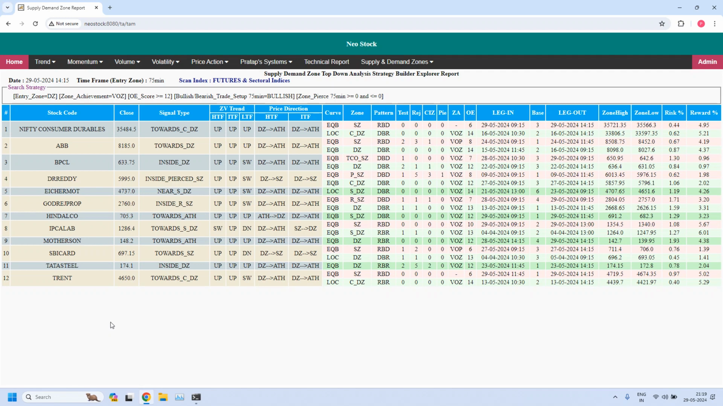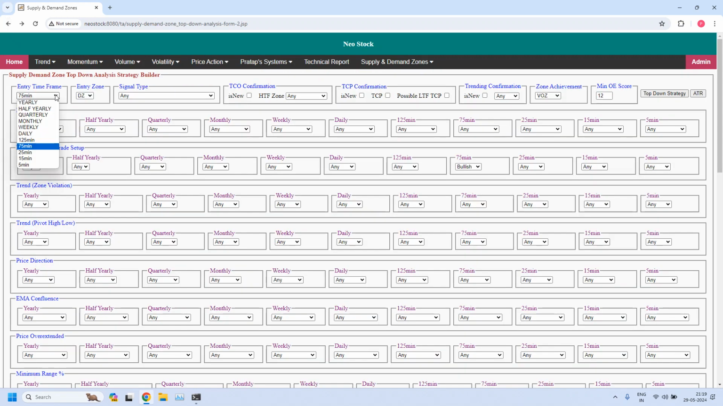Okay, now let us generate bearish trade setup for weekly income trade. So I am going back. So entry time frame 75. That means for weekly income trade, entry time frame is 75 minutes. But bearish trade setup entry zone should be supply zone. And also in bullish or bearish trade setup, 75 minutes entry time frame, I am changing the value to bearish.